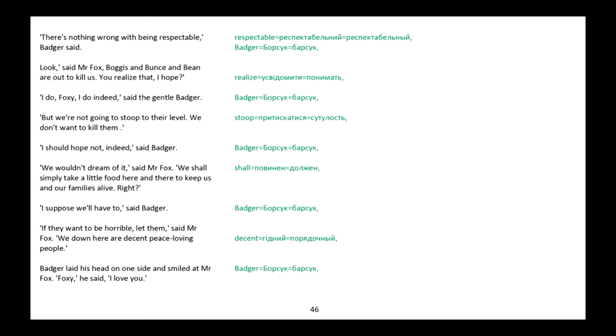"There is nothing wrong with being respectable," Badger said. "Look," said Mr. Fox. "Bogus and Bunce and Bean are out to kill us. You realize that, I hope." "I do, Foxy, I do indeed," said the gentle Badger. "But we're not going to stoop to their level. We don't want to kill them." "I should hope not, indeed," said Badger. "We wouldn't dream of it," said Mr. Fox. "We shall simply take a little food here and there to keep us and our families alive, right?" "I suppose we'll have to," said Badger. "If they want to be horrible, let them," said Mr. Fox. "We down here are decent, peace-loving people." Badger laid his head on one side and smiled at Mr. Fox. "Foxy," he said, "I love you."